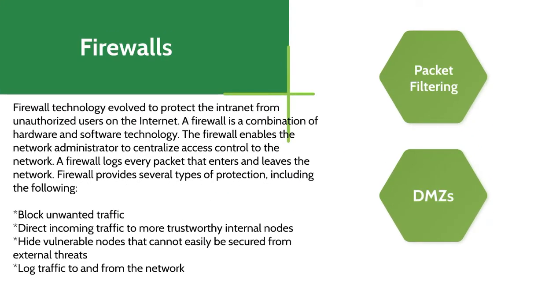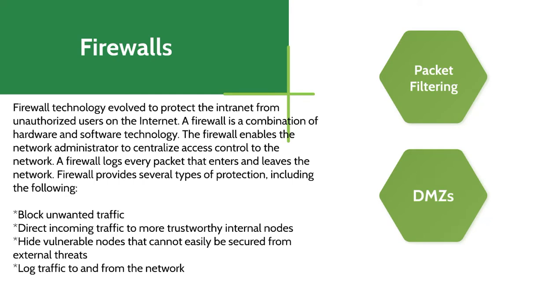Firewall. Firewall technology evolved to protect the internal network from unauthorized users on the Internet. A firewall is a combination of hardware and software technology. The firewall enables the network administrator to centralize access control to the network. A firewall logs every packet that enters and leaves the network. Firewall provides several types of protection, including the following.